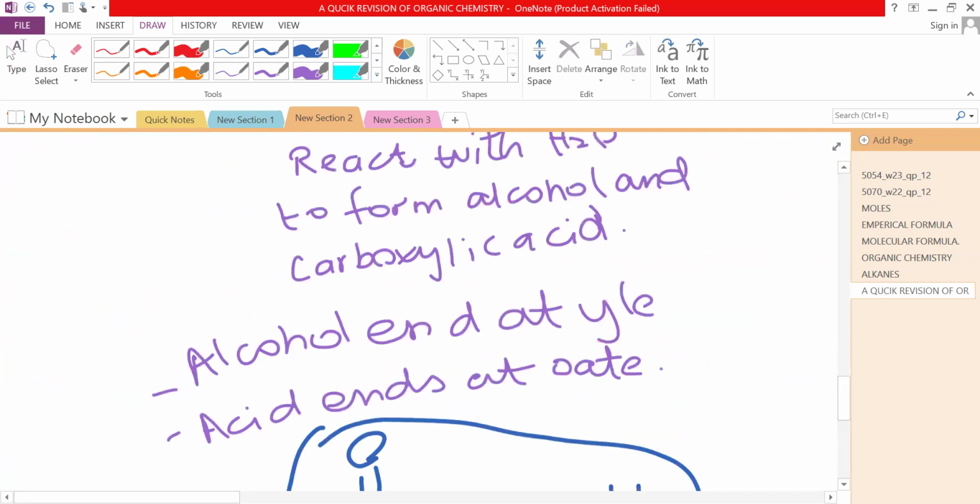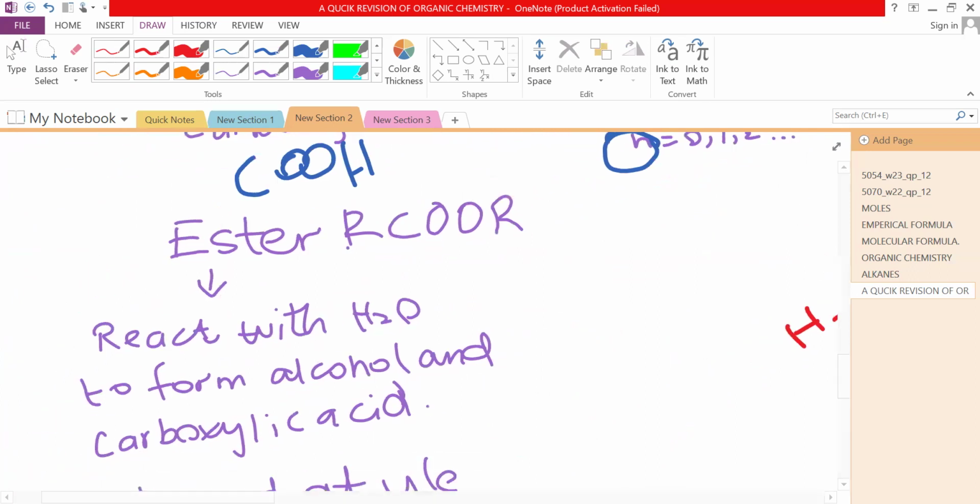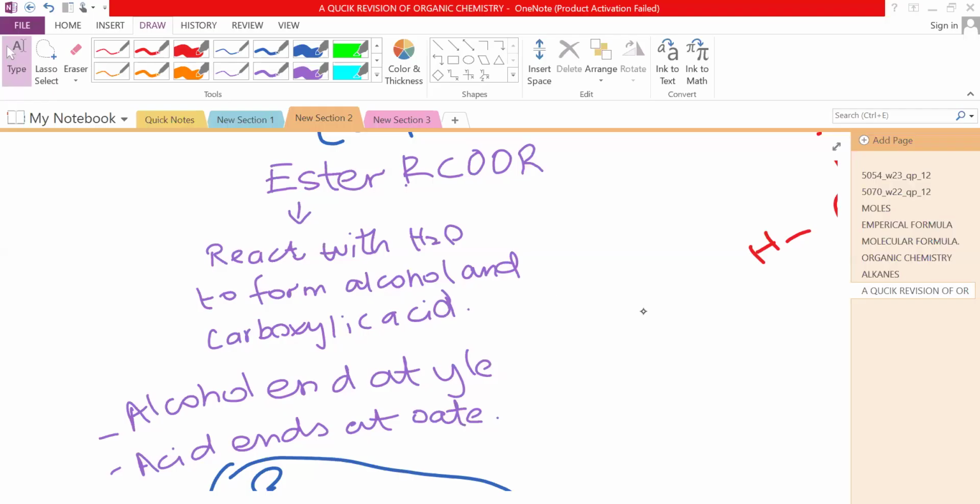Now let's move towards esters. What are esters? These esters react with water to form alcohol and carboxylic acid. The functional group of esters is RCOOR. This one is the functional group of esters.